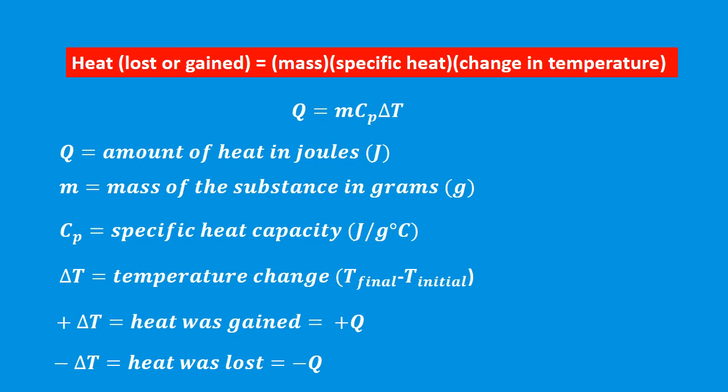Now, if your delta T is positive, that means heat was gained, so Q is going to be positive. If your delta T is negative, that means heat was lost, so Q is negative. And we can also use that to determine if the reaction is endothermic or exothermic. Whenever heat is lost, so you have a negative delta T or a negative Q, that's an exothermic reaction. Whenever delta T is positive, heat was gained, so that means Q is also positive.